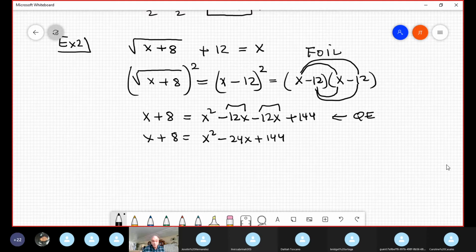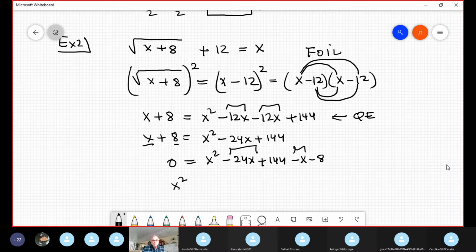So in this case, I propose, for example, this stays, but I move minus x and 8 to the other side. Change the sign: minus x, minus 8. And here we have nothing, and nothing is 0, no? So it's x squared, and we combine like terms, in this case 24 and 1 is 25, and 144 minus 8 is positive 136, equal to 0. And this is my quadratic equation, elegant quadratic equation.